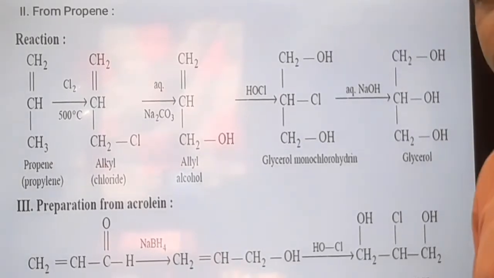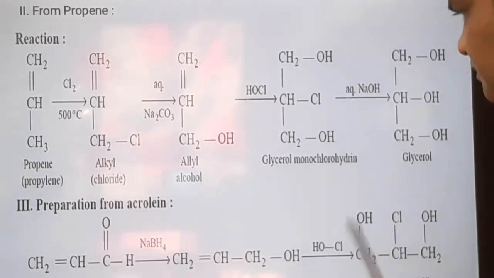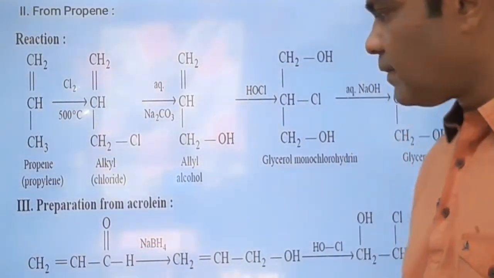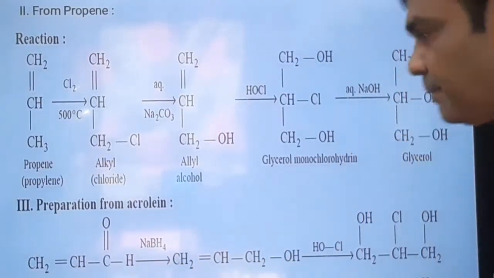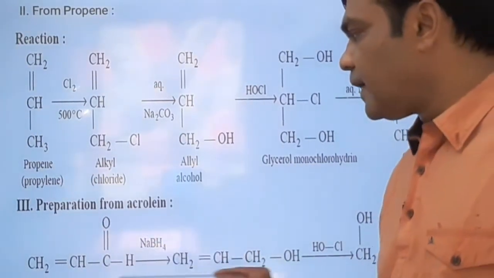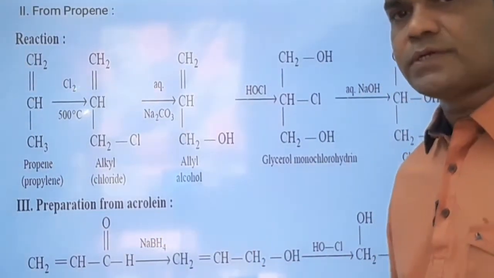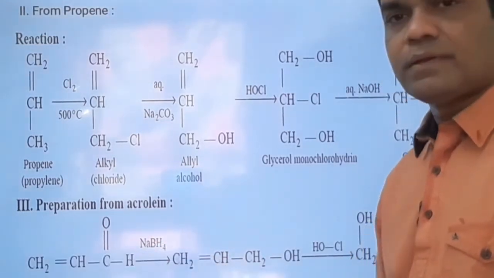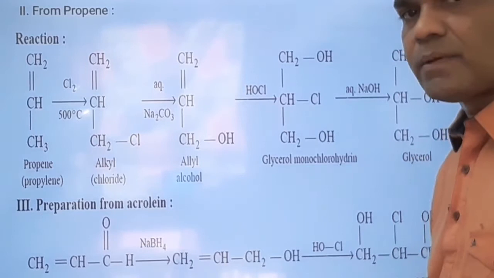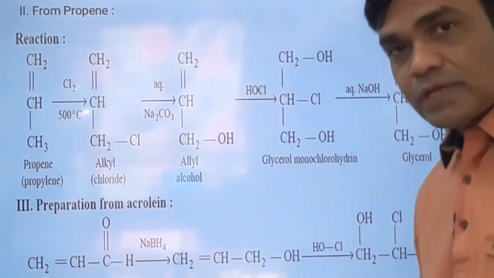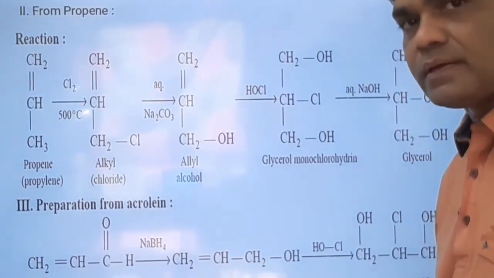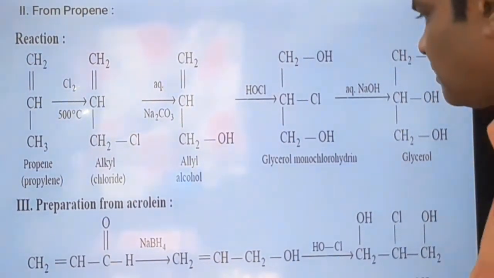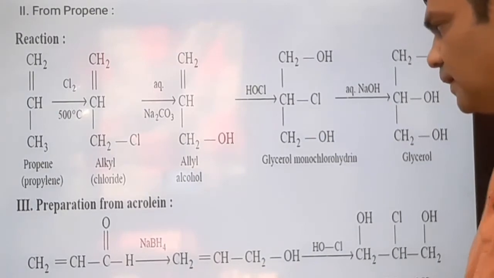Then the third method is from acrolein. This is an alpha beta unsaturated aldehyde. You can see why I called it an alpha beta unsaturated aldehyde: because this is the aldehydic functional group, C double bond O, and this is the alpha carbon, this is the beta carbon. In between alpha and beta there is a double bond, that is the unsaturation. That's why it is commonly called an alpha beta unsaturated carbonyl compound, or aldehyde here.